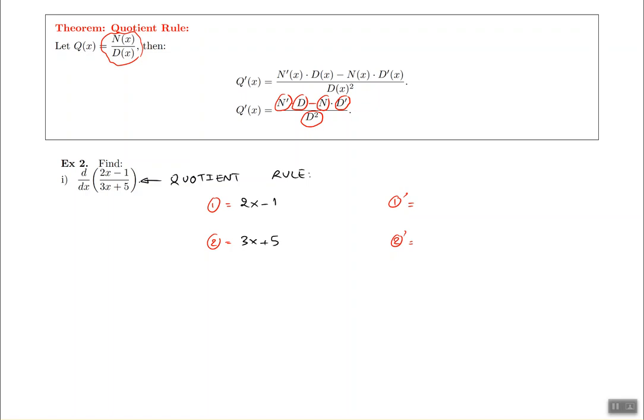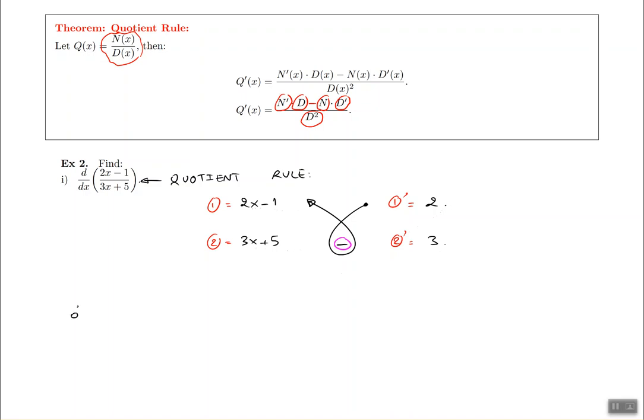Now directly across from them, you're going to put the derivatives. Derivative of 2x minus 1 will be 2. Derivative of 3x plus 5 is going to be 3. And we're going to do something similar to what we did with the product rule. We're going to put an arrow starting with the 1 prime going around as usual, except this time we're going to put a minus instead of a plus. So that's important. It's now a minus, not a plus.